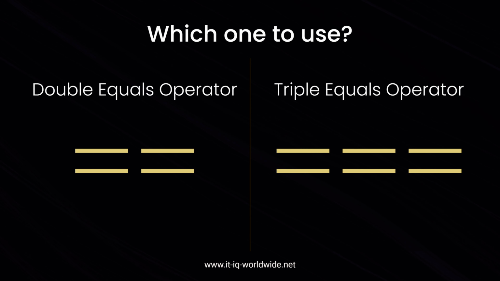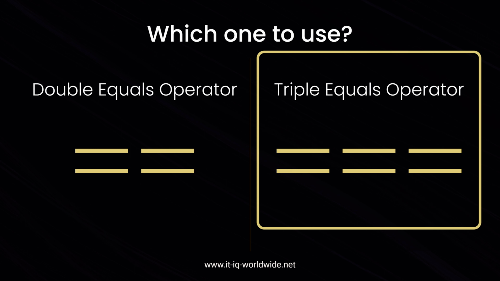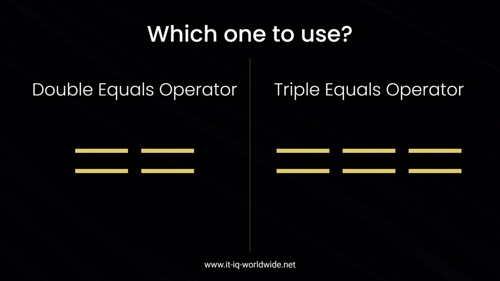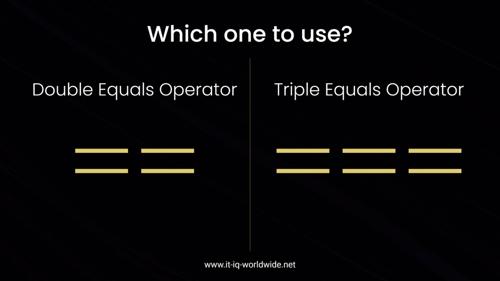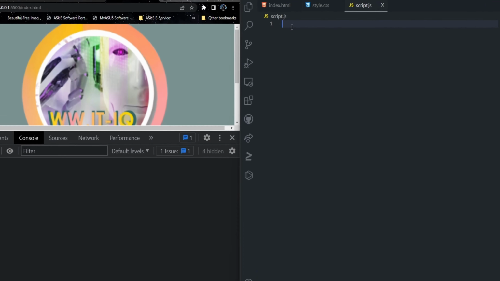The suggested operator is the triple equal operator, and the reason for this is because the triple equal operator ensures that not only the values are equal, but the two items being compared are of the same type too. Whereas with the double equal operator, it only checks that the values of the two items are equal because it performs type coercion. Now, which one do you use? Let's find out. So let's take a look at an example.